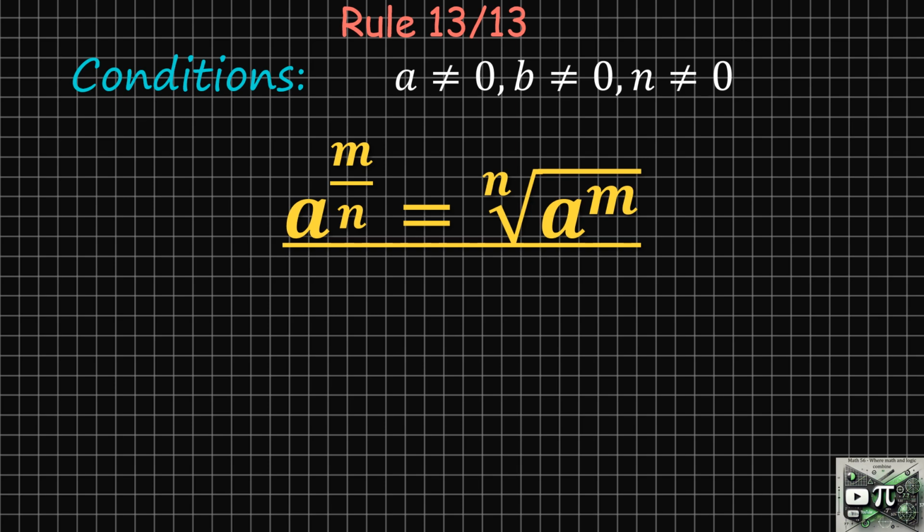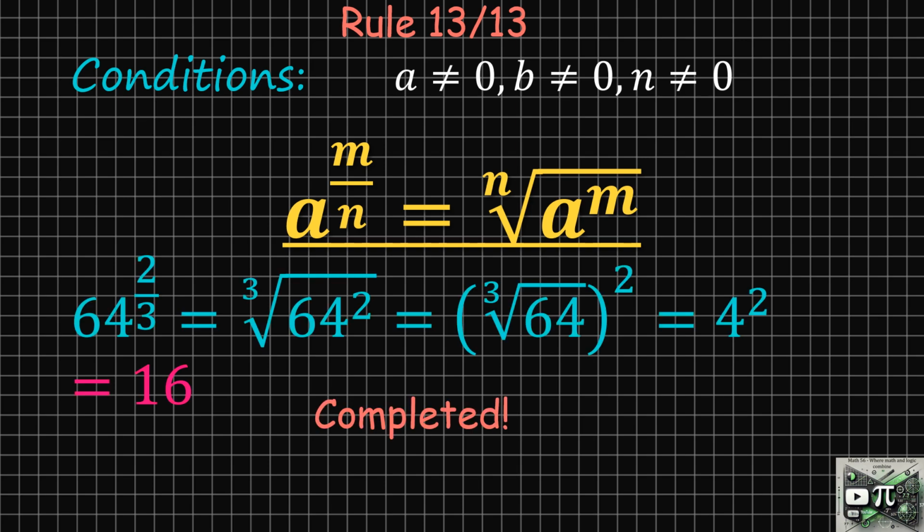Now, a to the m over n equals the nth root of a to the m. So, to just give you an example, 64 to the 2 over 3 is our example now. So that will become the cube root of 64 squared. Now using one of our older rules, the nth root of a to the m is equal to the nth root of a, to the m. So that becomes the cube root of 64, squared, which is 4 squared, which is 16.